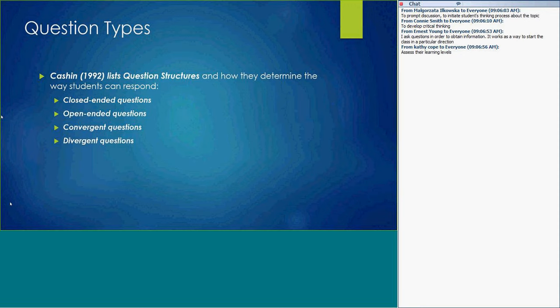Absolutely, right. And as we go through these, I'm not going to dwell on each one of these. Again, looking at convergent as opposed to divergent questions, same thing. They both have their place, and they're both very valuable. Certainly, if you want discussion to be full and rich, eventually we want to get to those divergent questions.